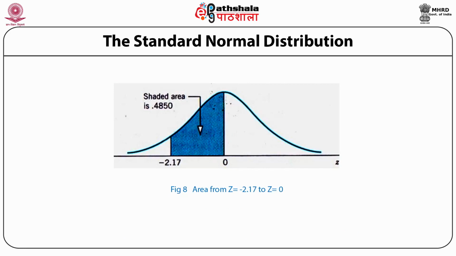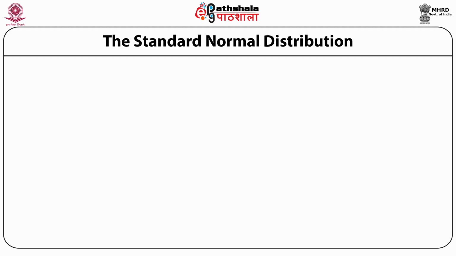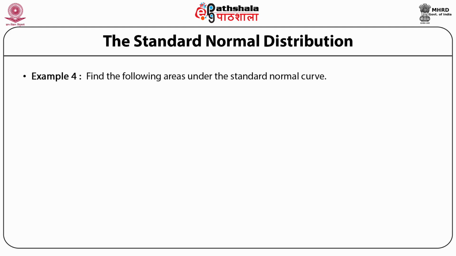So we will see again the figure from z equals minus 2.17 to z equals 0, because the area remains the same. A negative area is nothing. So the shaded area is 0.4850 on the left hand side. When the z value is negative, we plot it on the left hand side. When the z value is positive, we plot it on the positive side. This is very clear.